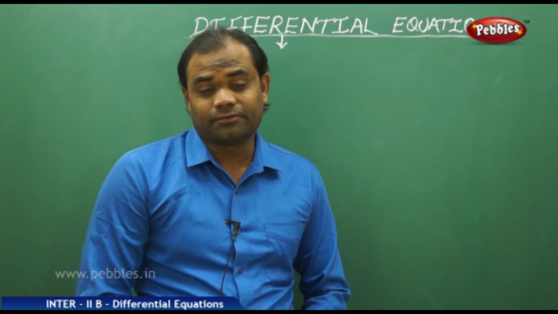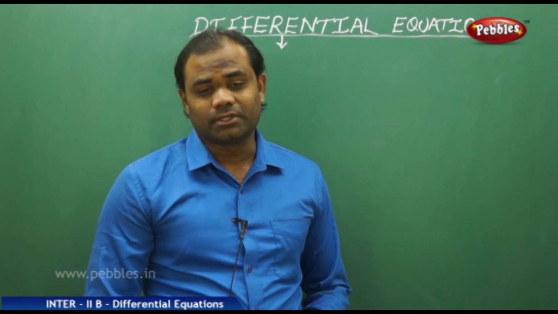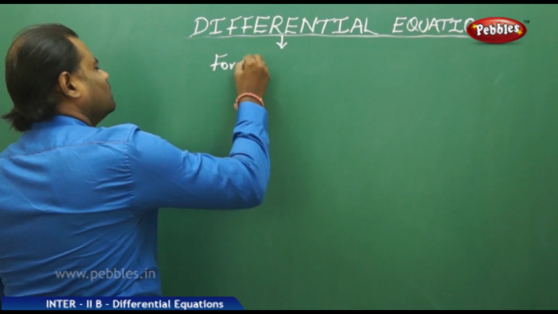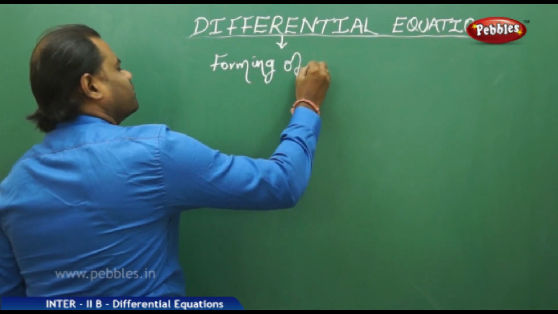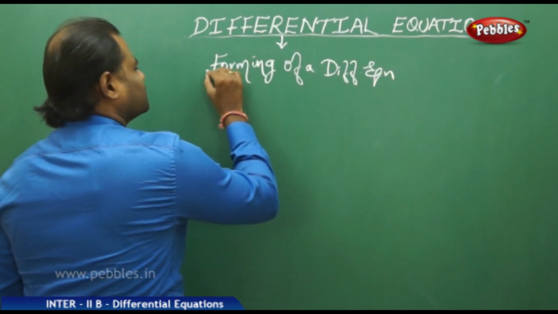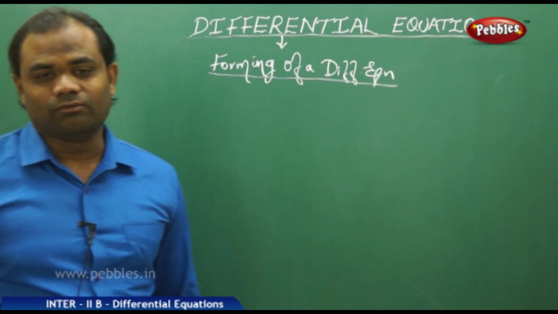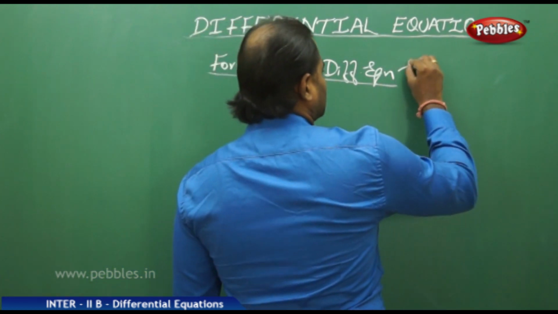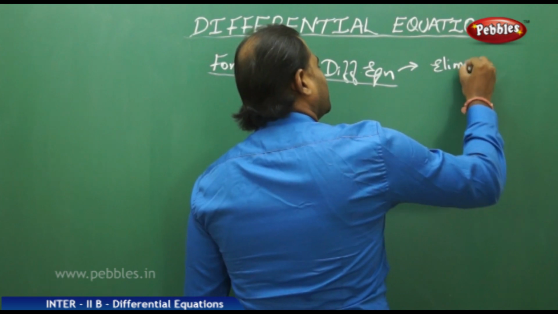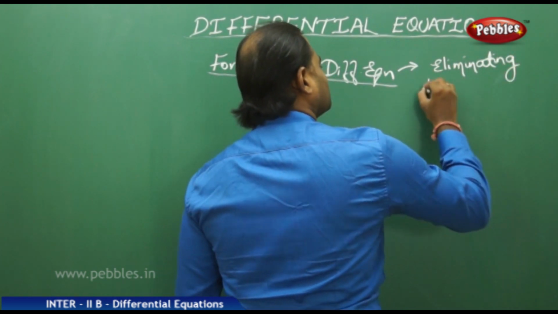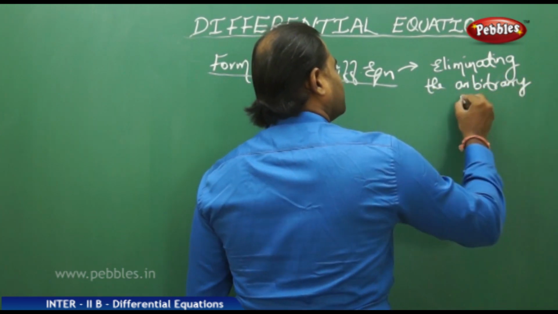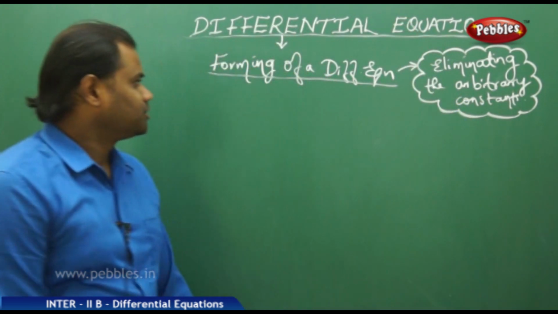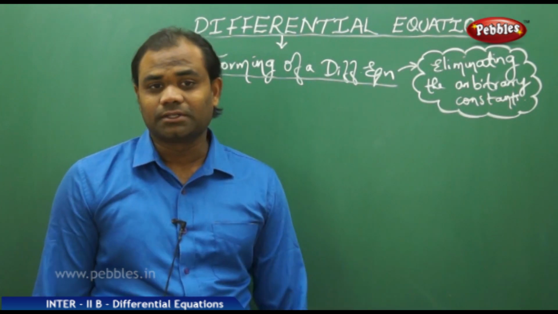Now next is about forming a differential equation. So let's see how a differential equation is formed from the general equation given. So the topic is about forming of a differential equation. This process generally involves elimination of the arbitrary constants. That is, the forming of a differential equation is solely dependent on eliminating the arbitrary constants. This is how we understand the connection of forming a differential equation to that of eliminating the arbitrary constants.